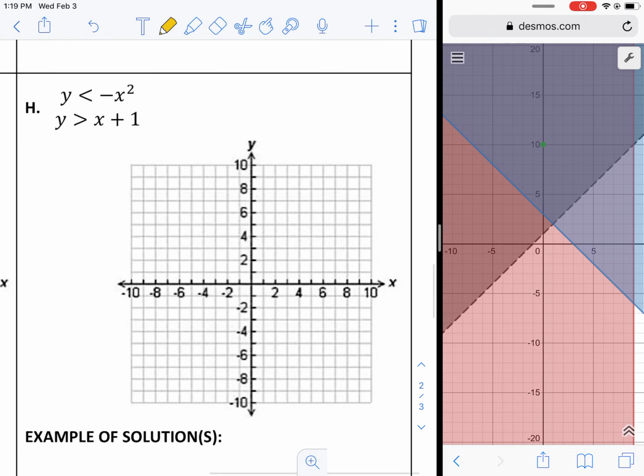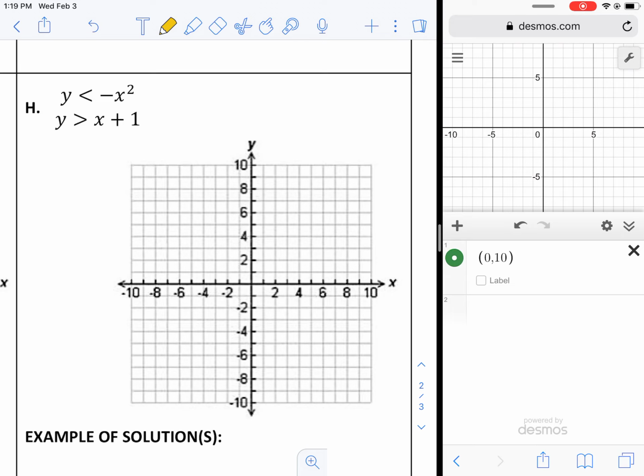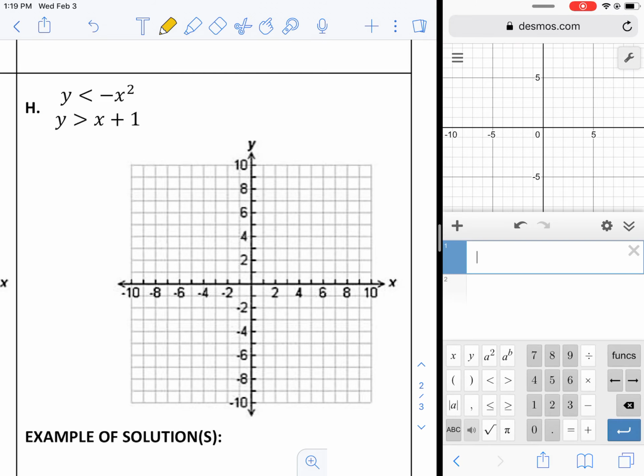This one is just an inequality with a quadratic. All right, so you've got y is less than negative x squared. That's still the same thing. Type it in. Y is less than negative x squared. It's a u. It's anything less than the u. So you'll just shade that little part in between the u right there.